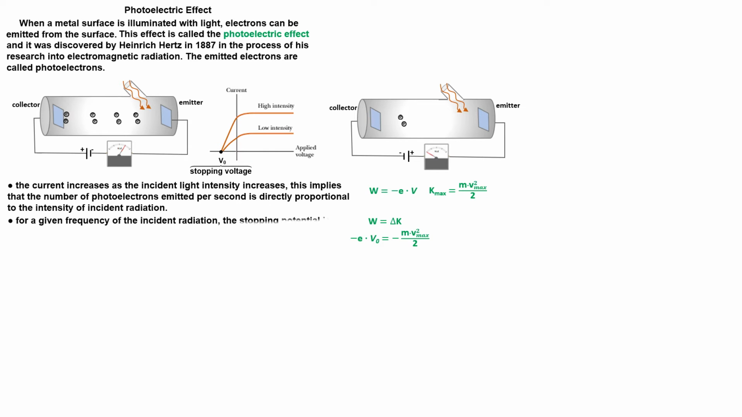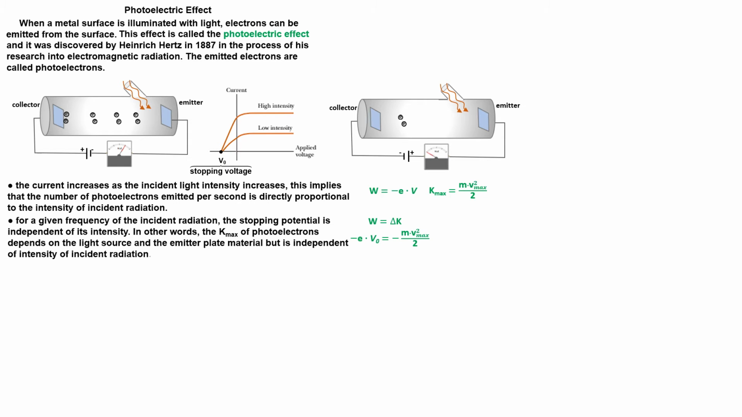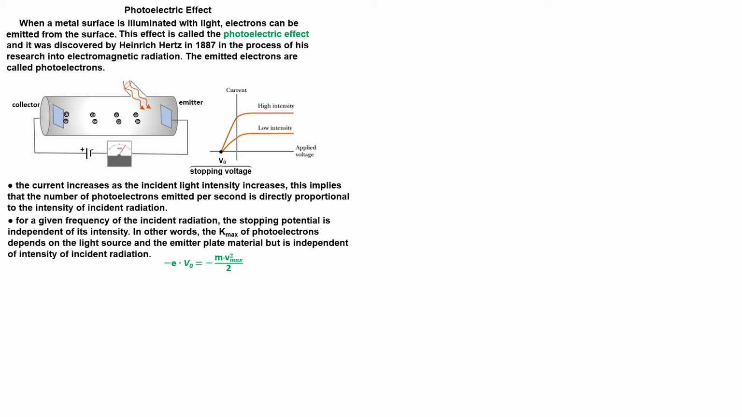Thus, for a given frequency of radiation, the stopping potential is independent of its intensity. In other words, the maximum kinetic energy of photoelectrons depends on the light source and the emitter plate material, but is independent of intensity of incident radiation.